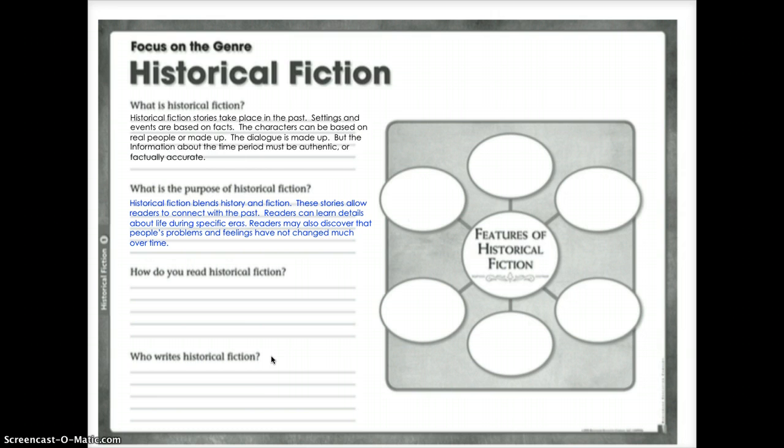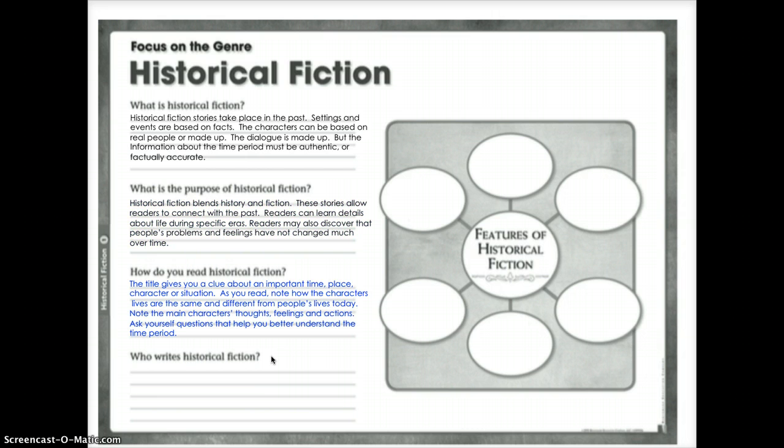Now, how do you read historical fiction? Well, the easy answer is left to right, top to bottom. But more importantly, the title gives you a clue about an important time, place, character, or situation. As you read, note how the characters' lives are the same and different from people's lives today. So as we're reading, we should be making connections to what we know.